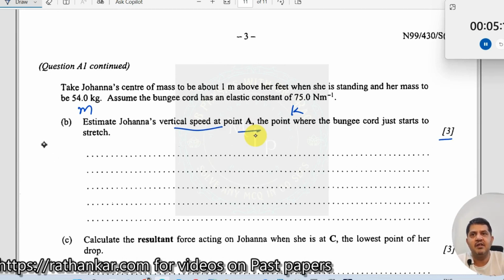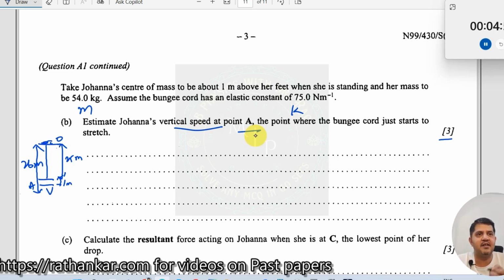So she starts from, you take a particle from here, from the platform, and drop it here. When it reaches the point A, along with 1 meter, because it's an extended object, no? So this distance is 25. Total distance from here to here should be 26 meters. He is asking you what is the velocity here. What is the velocity at the start? 0. What should you use?